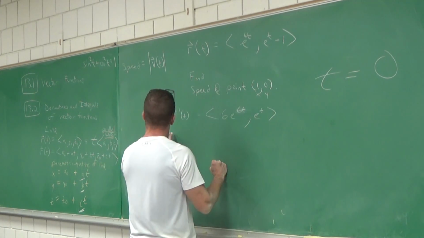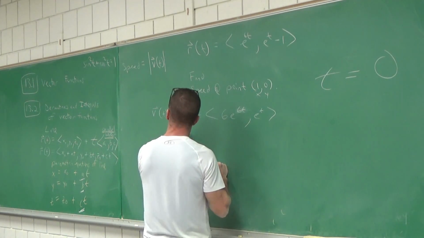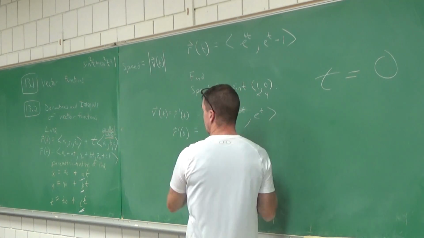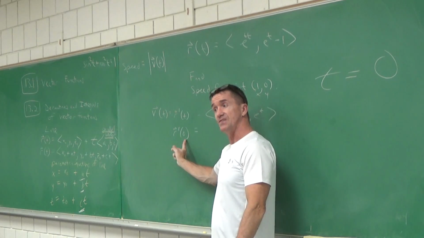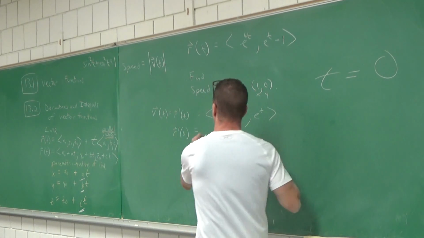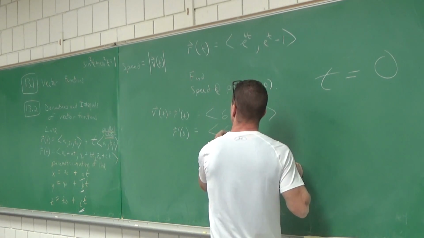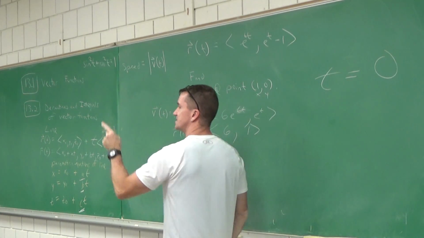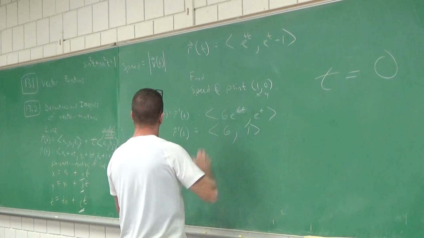So we're going to get r prime of 0 then. What's r prime of 0? I mean, that'd be the tangent vector. Does everyone agree? This would be the tangent vector at t equals 0. 6 times e to 0 is 6. e to the 0 is what? 1. One more thing. What's the speed at that point?